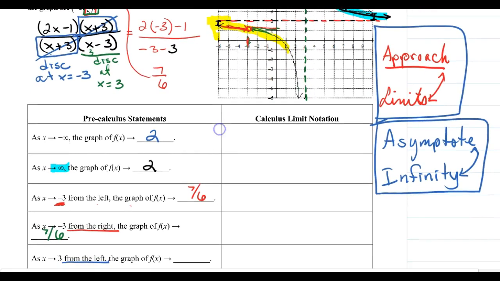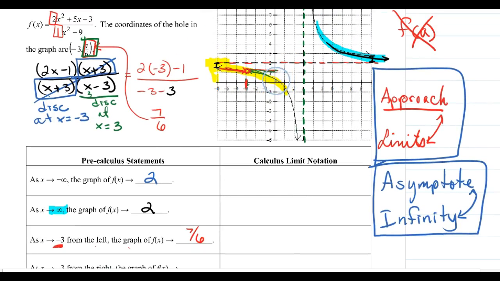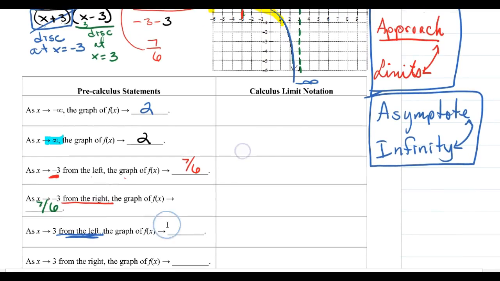And as I approach 3 from the left, just from the left of it, and I go down, down, down, down. What y value am I approaching? Well, I'm just falling without limit. I am approaching -infinity here, off the bottom of the graph.